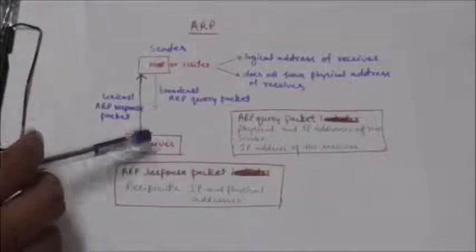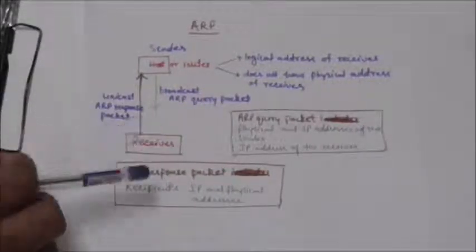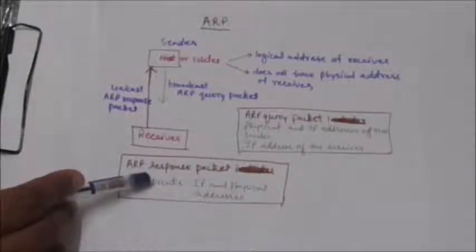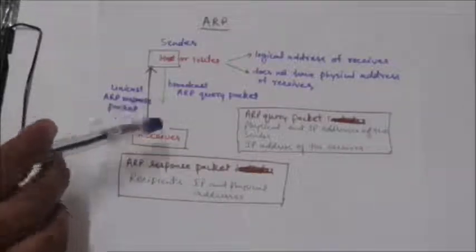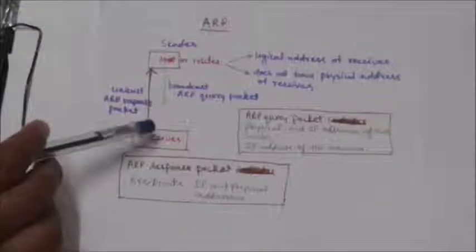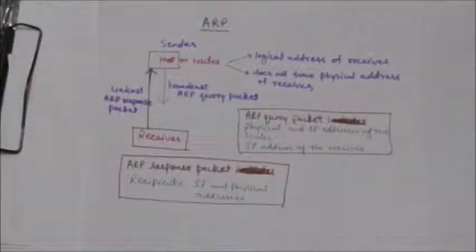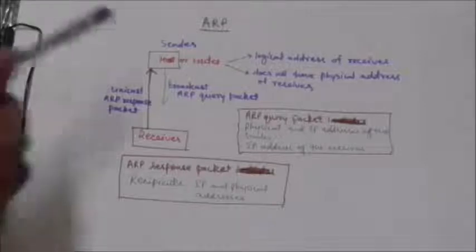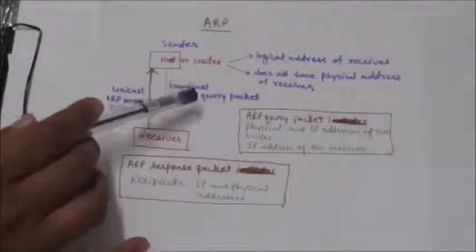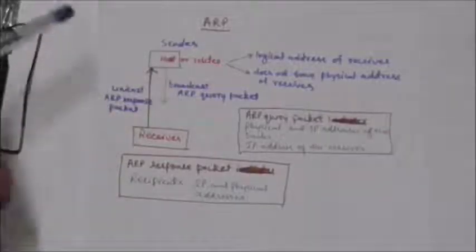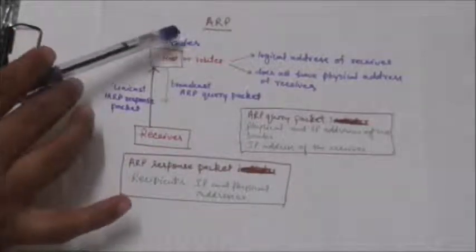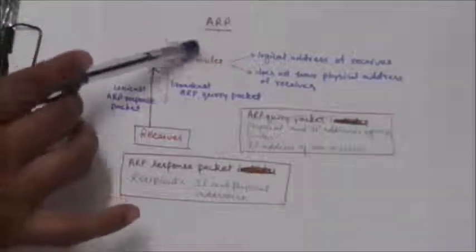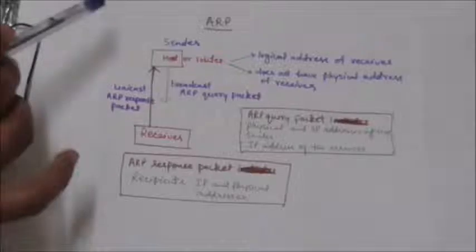This response packet will contain the recipient's IP and physical addresses, and this ARP response packet is unicast directly to the inquirer. So an ARP request is broadcast and an ARP reply is unicast. In this way the sender can find the physical address of the receiver by using ARP.